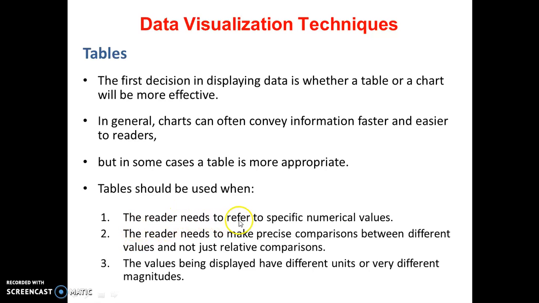When the reader needs to refer to a specific numerical value, you can go for tables. Or the reader needs to make precise comparisons between different values, and not just relative comparisons. So there also we can go for a table. The third one: the values being displayed have different units or very different magnitudes. If you have that, we can go for the table technique.